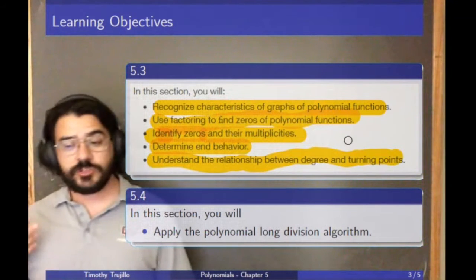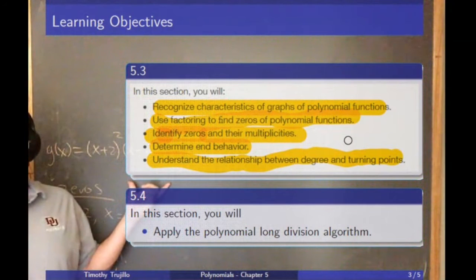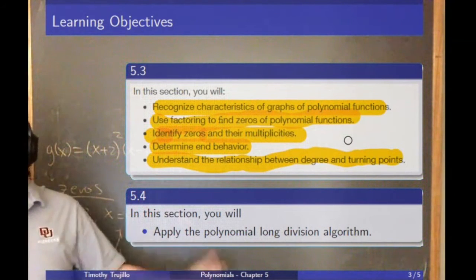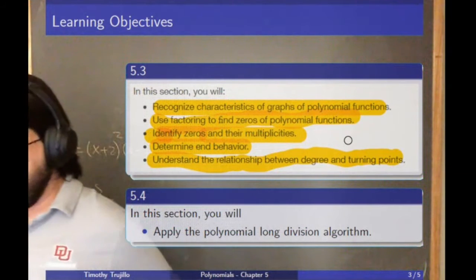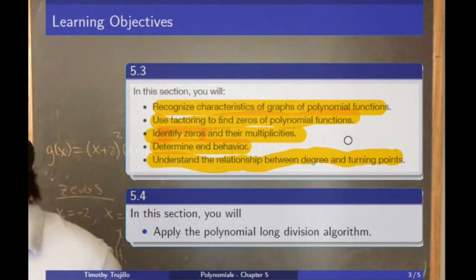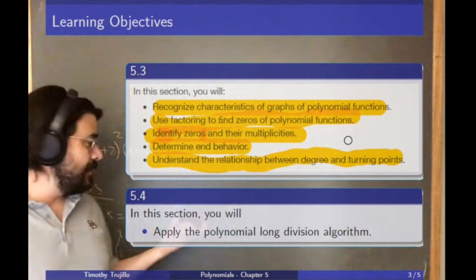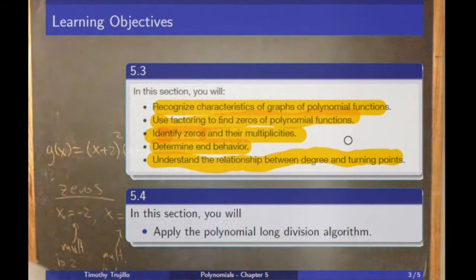And again, we derive that relationship by thinking about how, if you take a degree n polynomial, you can only factor it into n different pieces, right? And so when you do that factoring, you'll only have n zeros at most, and in between every zero you have a turning point. So that's why there's one less.